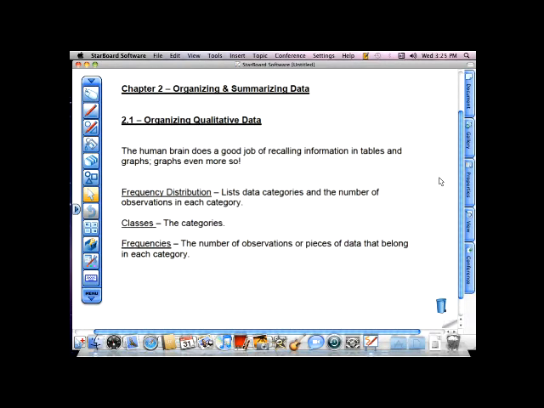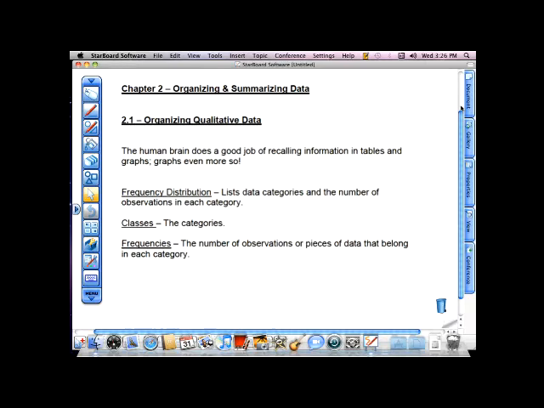Okay, in chapter 2 we talk about organizing and summarizing data. So you have a data set, a gigantic data set. What are you going to do with it? You have to figure out some way to make it meaningful, give it some meaning so that people will understand what's going on with it, and put it in some kind of tabular form or a graph. Our brains, as human beings, work very well with that kind of format of information. So that's what we're going to talk about.